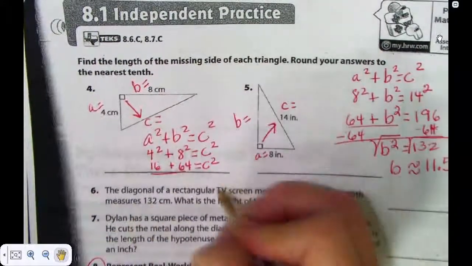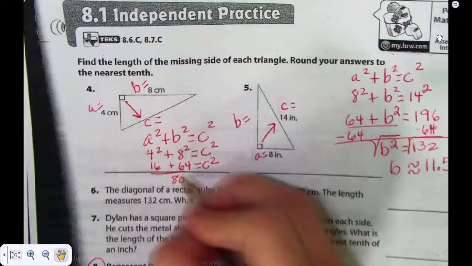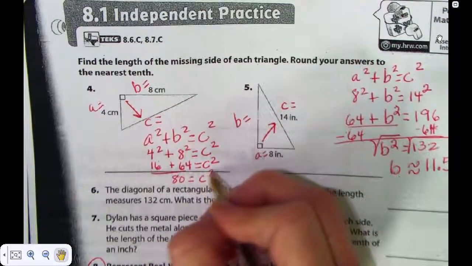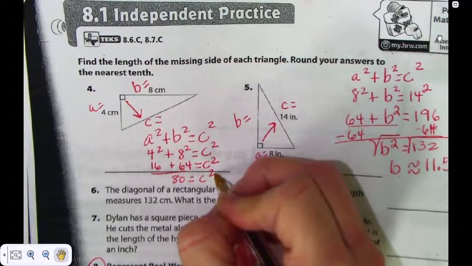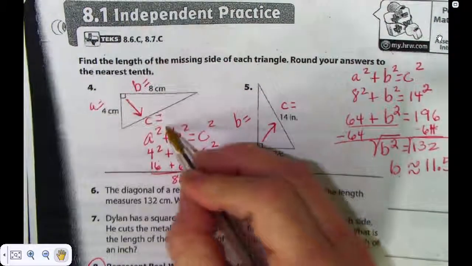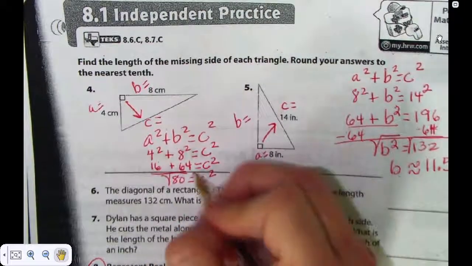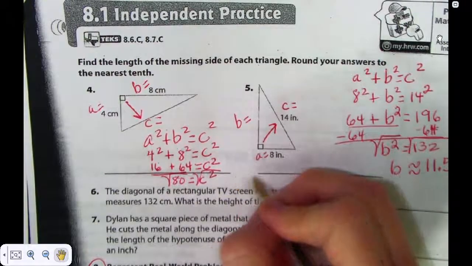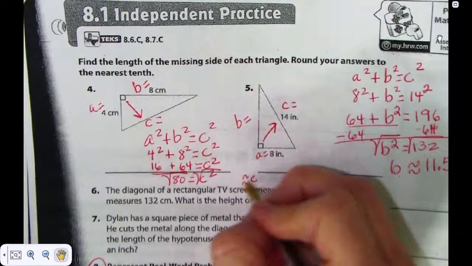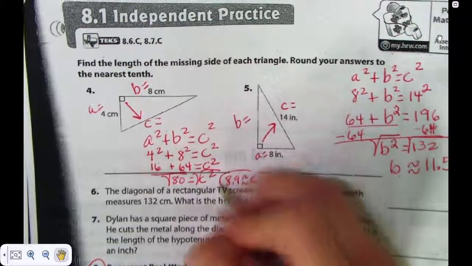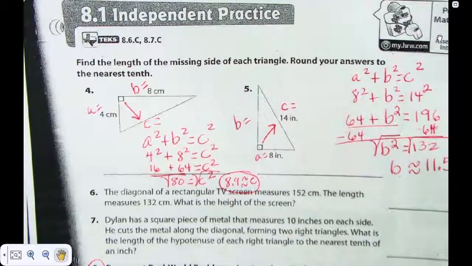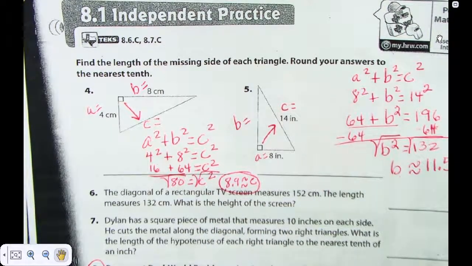Can we add those two numbers? So we're going to add them. 80 is C squared. And I ran out of room. Do I need the side length? Yes. So I'm going to take the square root. Good. Yeah, 8.9. Because 81 is a perfect square, right? 9 times 9. So we knew it had to be close to 9.